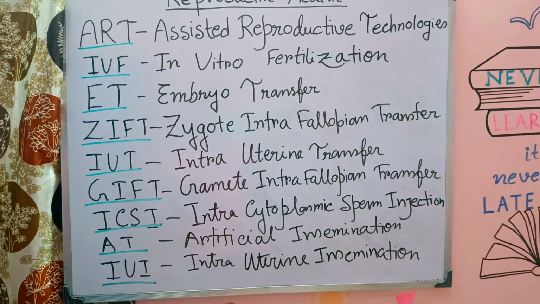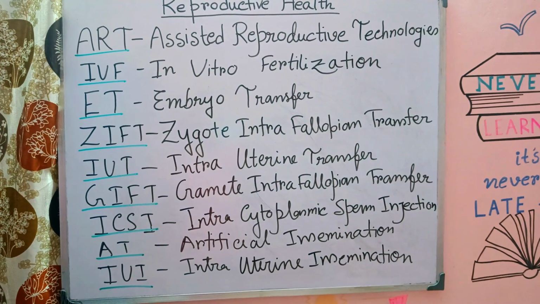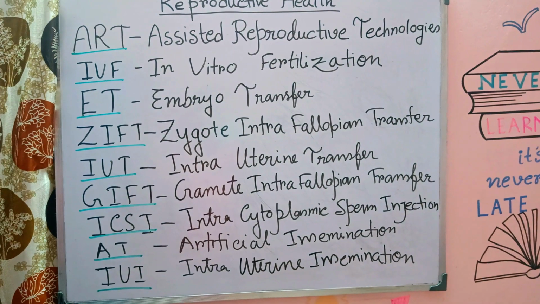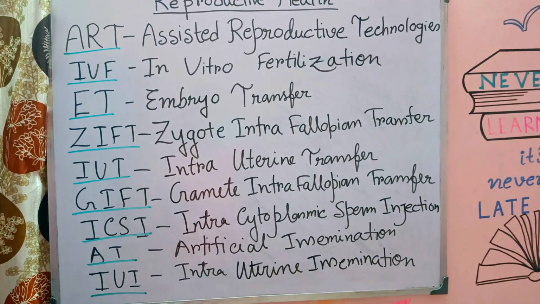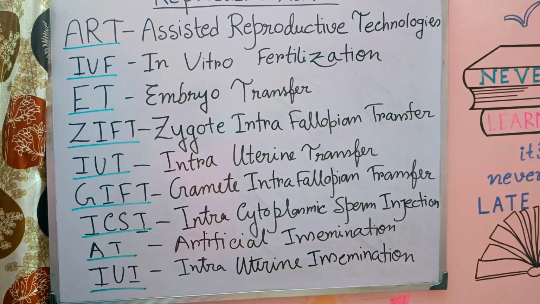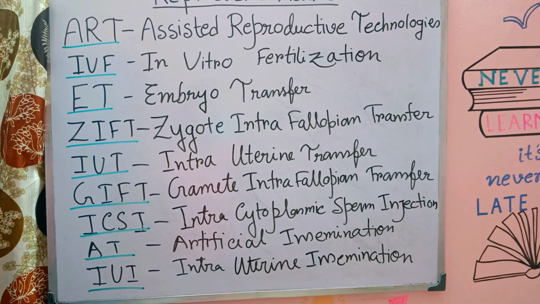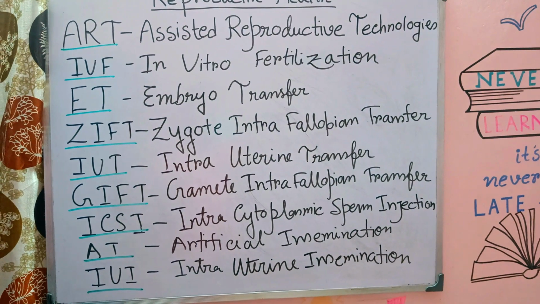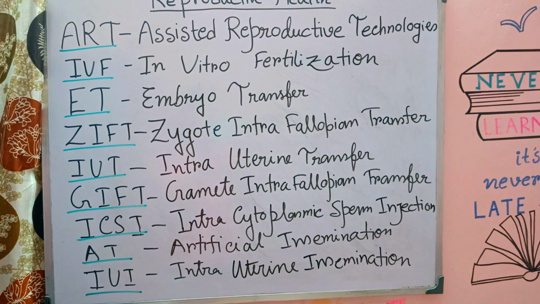all these terms. Clear? So again revise: ART, assisted reproductive technologies, IVF, in vitro fertilization, ET, embryo transfer, ZIFT, zygote intrafallopian transfer, IUT, intrauterine transfer, GIFT, gamete intrafallopian transfer, ICSI, intracytoplasmic sperm injection, AT, artificial insemination, and IUI, intrauterine insemination.